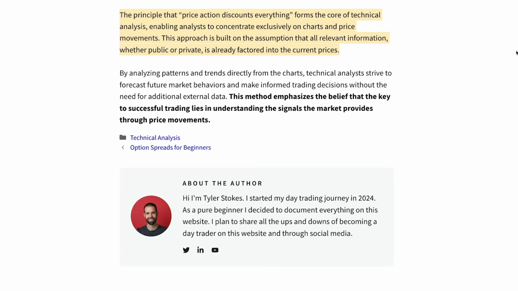By analyzing patterns and trends directly from the charts, technical analysts strive to forecast future market behaviors and make informed trading decisions without the need for external data. That is really what we are going to be doing as a day trader and as a technical analyst. This method emphasizes the belief that the key to successful trading lies in understanding the signals the market provides through price movement. So again, that's price action.